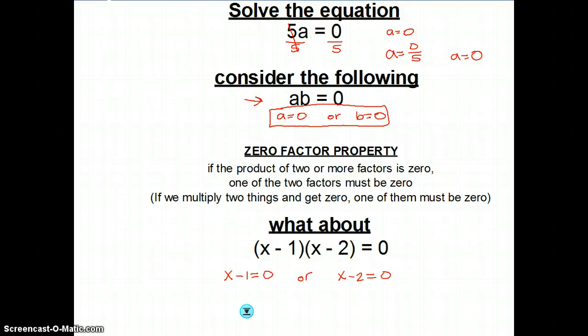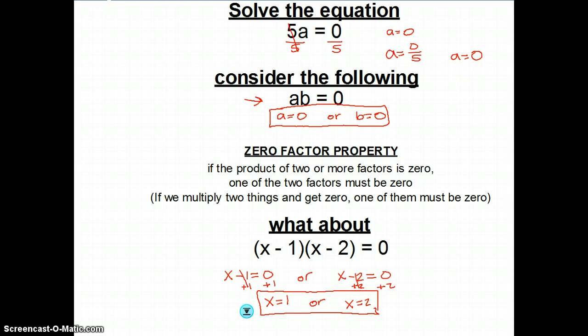Solving both of these equations, we can find the solutions for our x values. Adding 1 to both sides of my equation, I find that x can equal positive 1, or on the right, I'll add 2 to both sides of the equation, and I find that x equals a positive 2. So there are two solutions for this equation. x may be 1 or x may be 2.